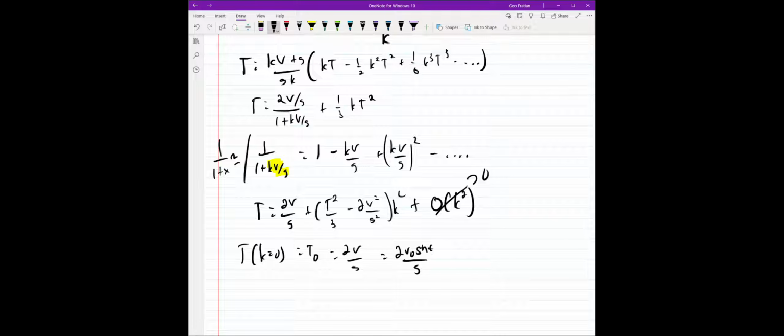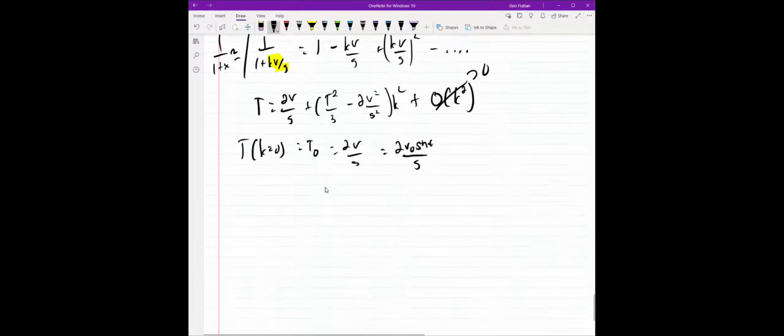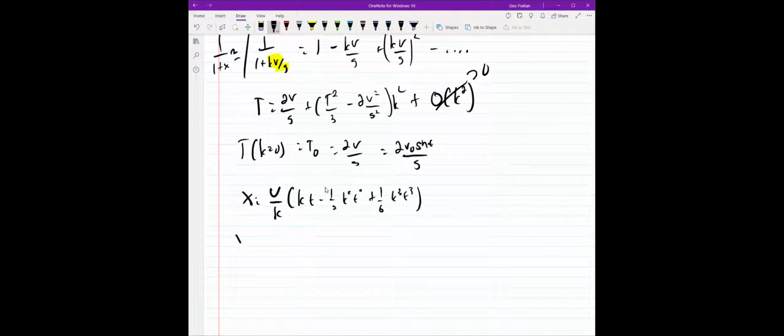Okay, so now we can rewrite our equation from 2.43, which is this right here, in terms of x. So x is equal to the potential divided by k, kt minus 1/2 k squared t squared plus 1/6 k cubed t cubed. So it's basically the same equation. But we know that x at t is equal to big T, where big T is the time until impact, right? Well, that's just our range, right?